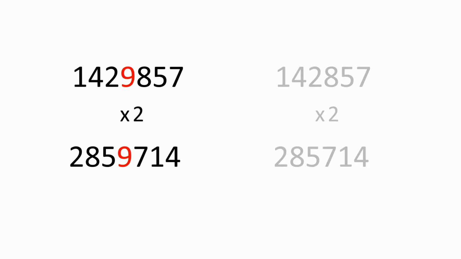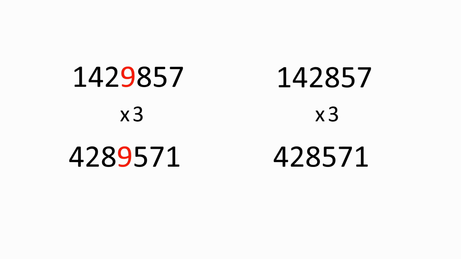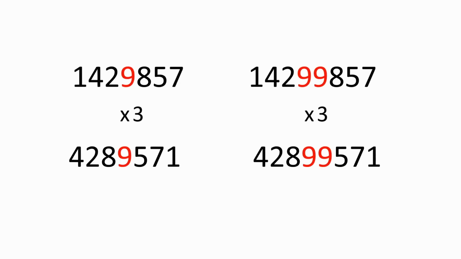Another interesting property: if you are inserting a 9 in the middle position, nothing will change. That is, if you are multiplying by 2, that is 2, 8, 5, 9, 7, 1, 4. The 9 appears in the middle. The remaining answer is like the previous one we have seen already. Like that, if you multiply by 3, then 4, 2, 8, 9, 5, 7, 1. Again here 9 appears in the middle.